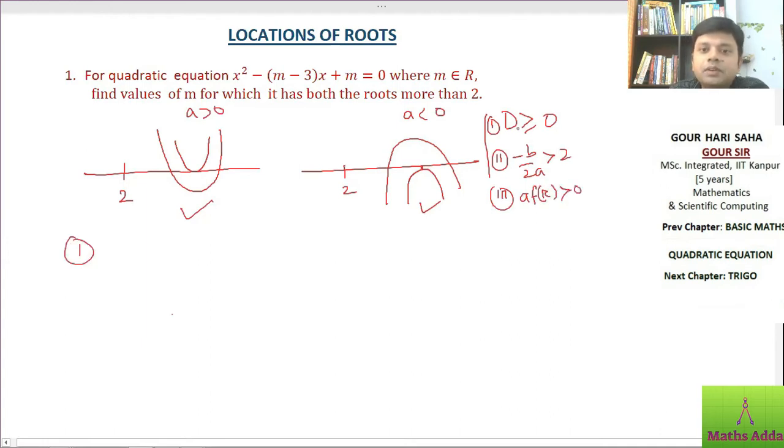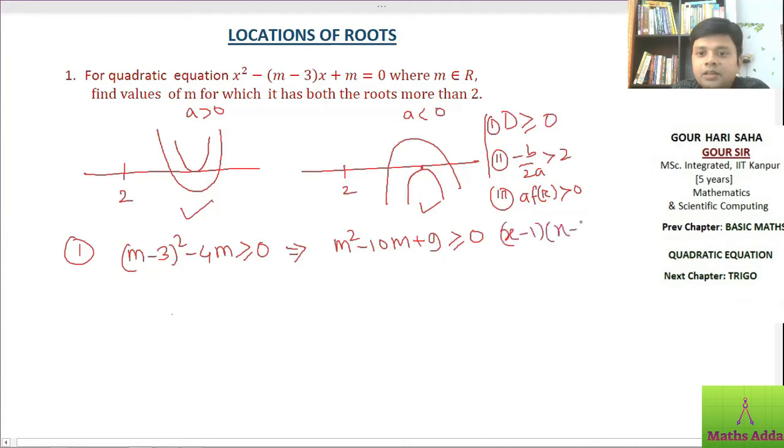So let's solve this. First one, D. What is D? (m minus 3) whole square, b square, minus 4m. It is greater than or equal to 0. Solve it. That is m square minus 6m plus 9 minus 4m, so m square minus 10m plus 9 greater than or equal to 0. Inequality, how to do it? Using sign scheme. Factorize it: (x minus 1)(x minus 9) greater than or equal to 0. So now the critical points are 1 and 9, with signs plus, minus, plus.